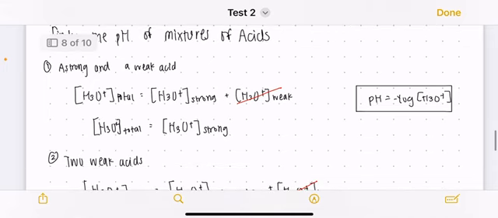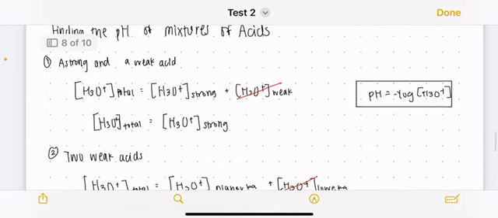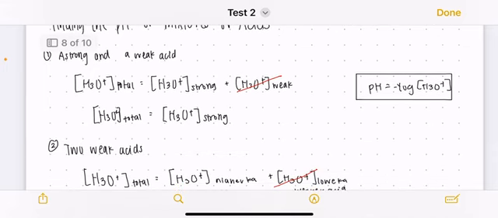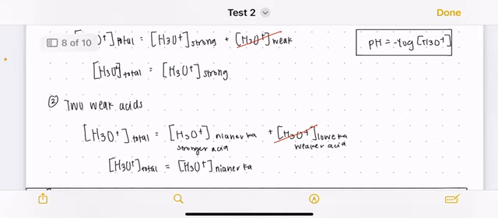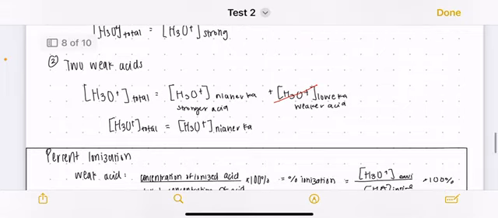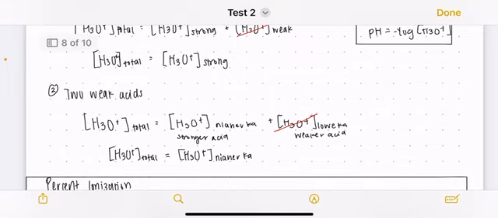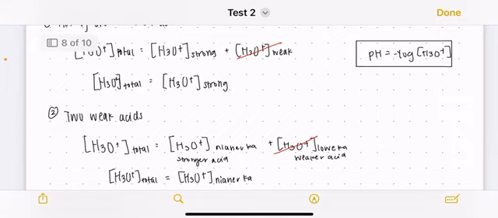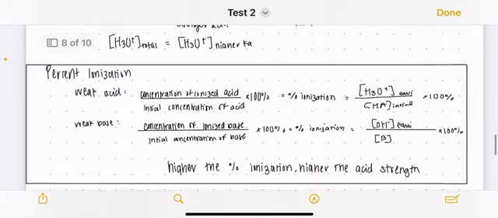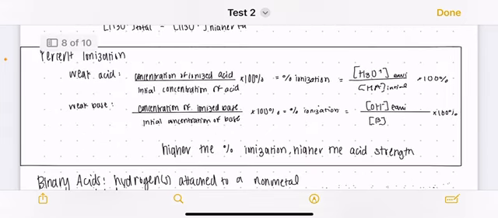Finding the pH of mixtures of acids. So for a strong and a weak acid, the strong acid contributes to the total concentration of hydronium. For two weak acids, the acid with the higher Ka value, or the stronger acid, contributes to the total hydronium ions. And here we see that once we have the hydronium ion concentration, we must take the negative log of it to find the pH. Percent ionization.